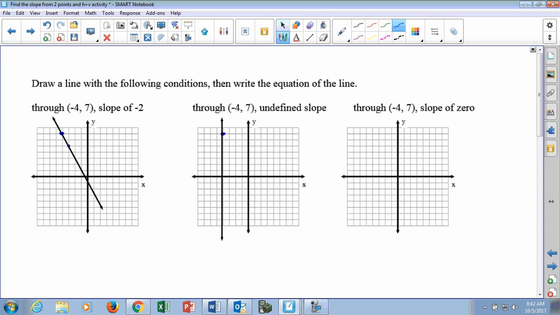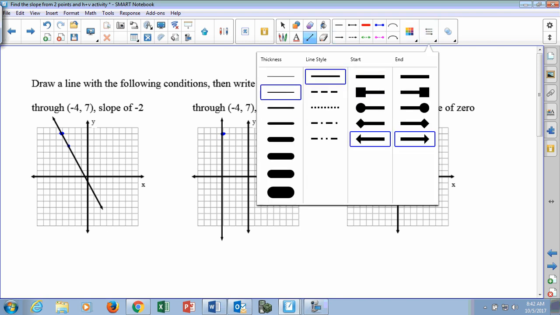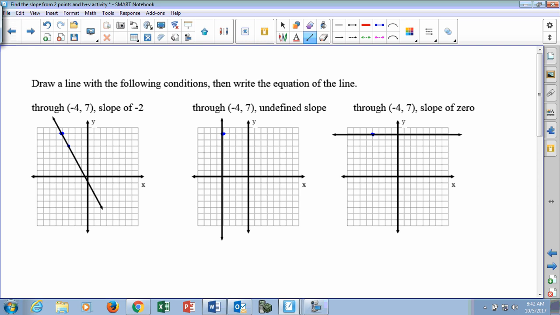Okay, same point again. So let's draw it again. But now the slope is 0. What's that line going to look like? 0 slope. Which direction is it going to go? This way, this way, this way? Across, right? So we call that a horizontal line. And it's going to go across right there.